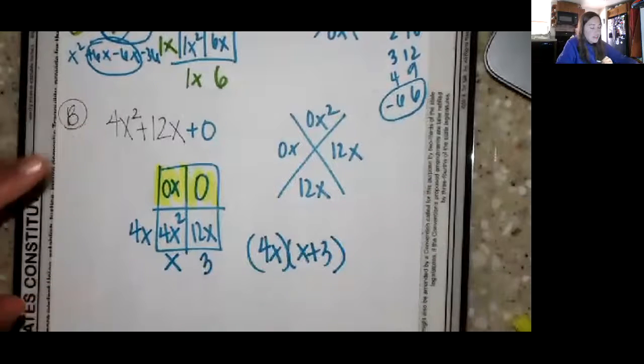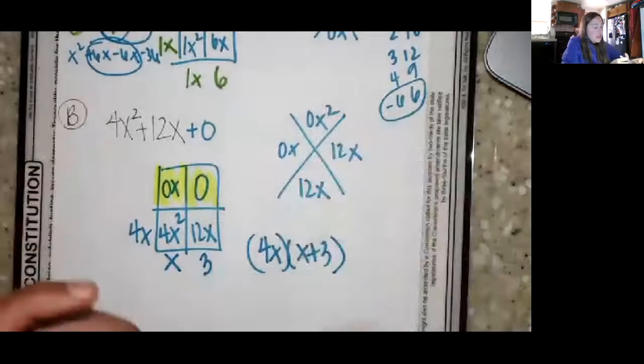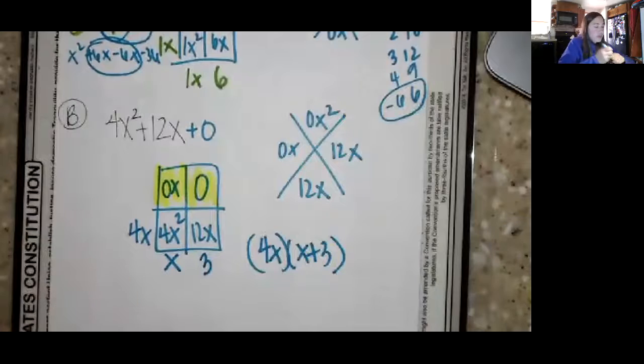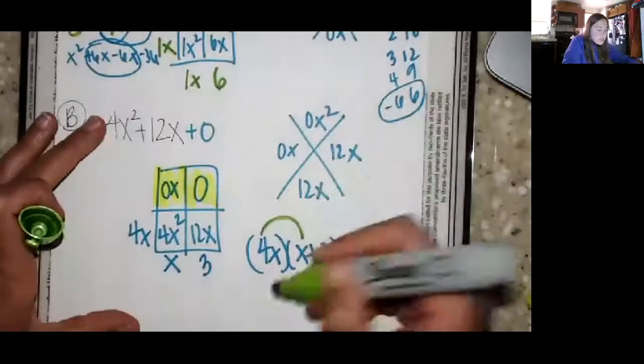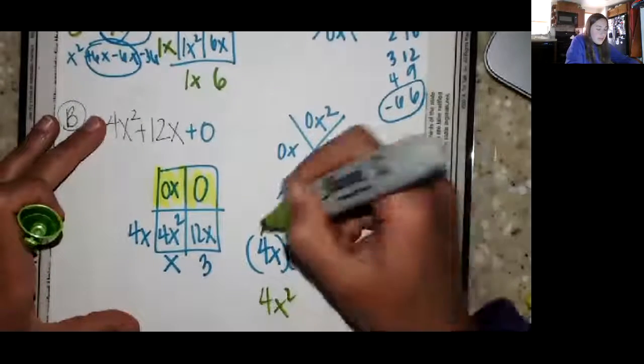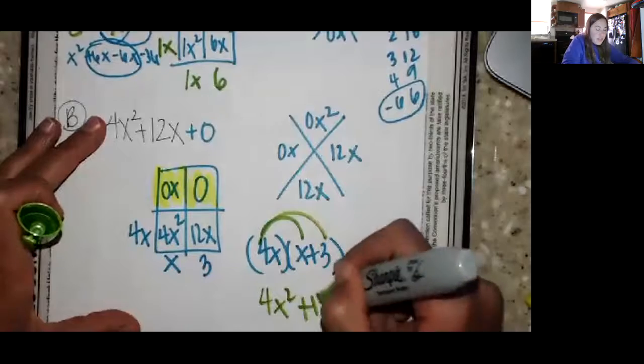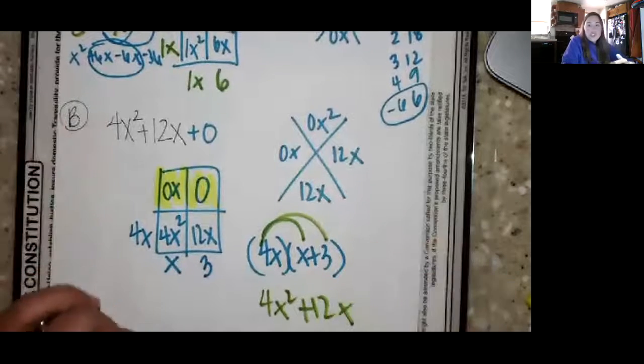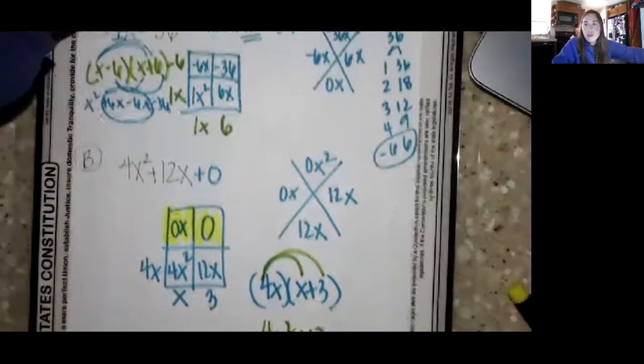I'm going to go ahead and just check my answers. This one I'm going to use FOIL again. So I'm going to do 4x times x, which is 4x squared, and then 4x times 3, which is 12x, and I got it. So these are two unique situations that are going to pop up.